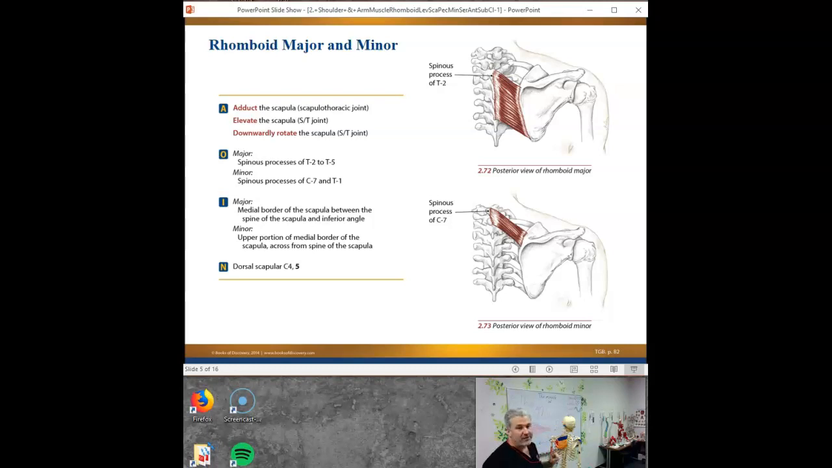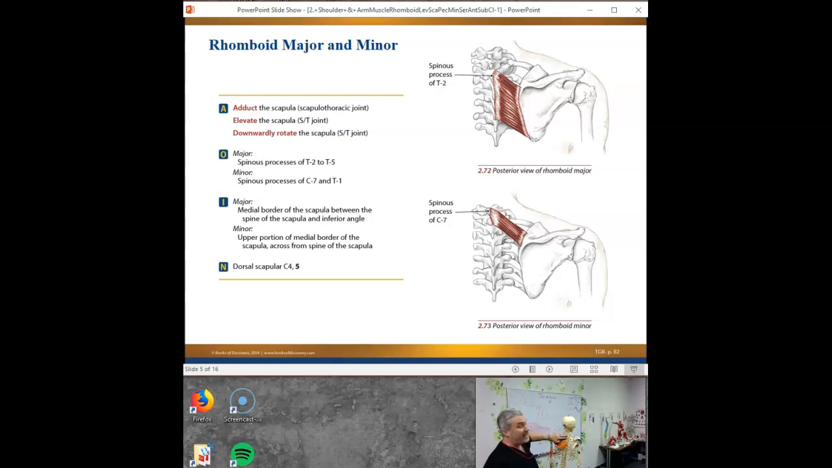But anyway, very interestingly, the rhomboid major, that is about 4 fingers wide, attaches to 4 spinous processes: T2, T3, T4, T5. How many spinous processes are the origin of the rhomboid major? Four. Yeah! T2, T3, T4, T5. Cool?